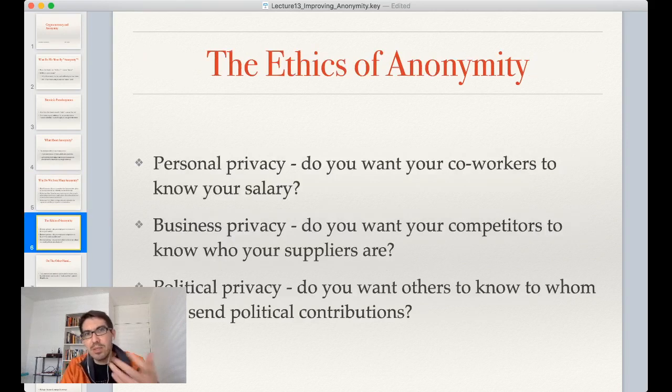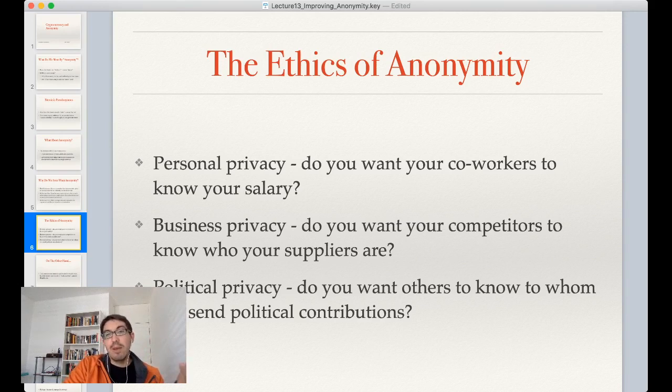And that brings us to another question. What are the ethics of this? At first blush, one might think anonymity is a good thing. At least in the United States and a lot of other places, most people don't want their coworkers to know their salary. If you're running a business, you don't want your competitors to know who your suppliers are, right? By seeing who you're paying on the blockchain. Or if you're being paid in Bitcoin, seeing how much your boss is paying you.